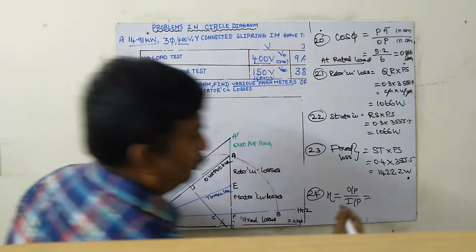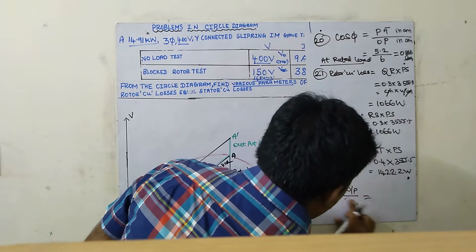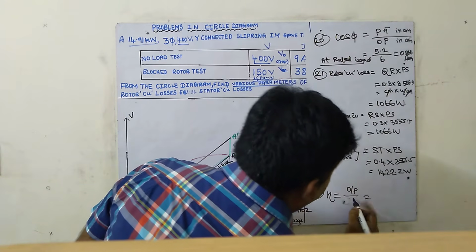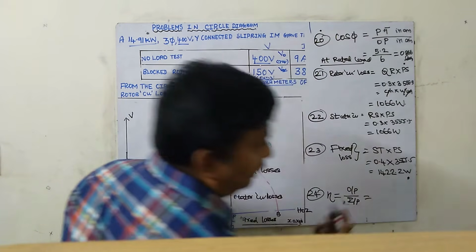That also you can do: output divided by output plus losses. That formula also you can use. This is the simple method, and that is the advantage of the circle diagram.